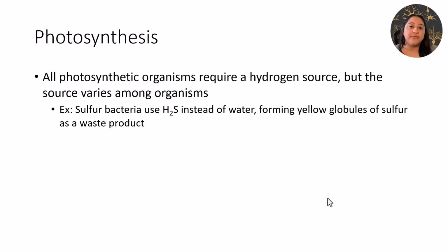And so all photosynthetic organisms require a hydrogen source, but that source varies among organisms. So for example, in plants, there's water. That's the hydrogen source. But in other photosynthetic organisms, they might need something else for that hydrogen. For example, sulfur bacteria use hydrogen sulfide instead of water, and so this ends up forming yellow globules of sulfur as a waste product. So there's all kinds of different strategies out there for different organisms.